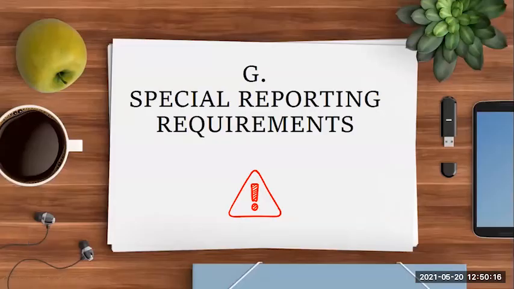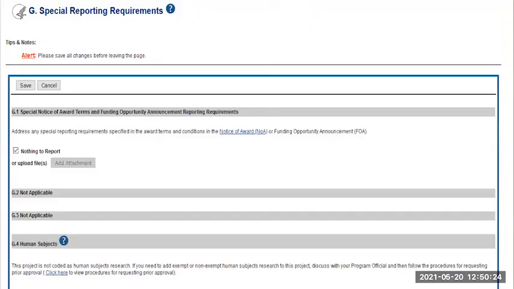And section G is about special reporting requirements. And special reporting requirements really are from your notice of award. If you look at your notice of award, at the end of the notice of award or somewhere towards the end, there will be a section on the special notice of award terms and requirements. So you will need to report about them here. If there's anything that you need to report about that was highlighted in the notice of award, then you will need to report about it here.